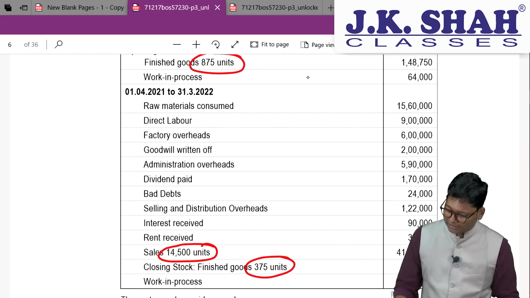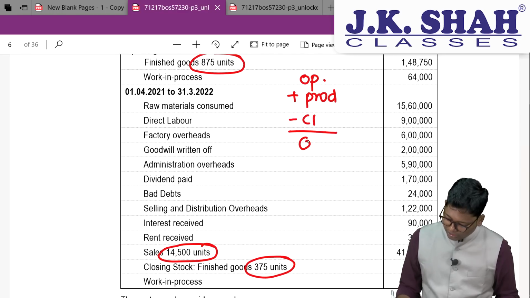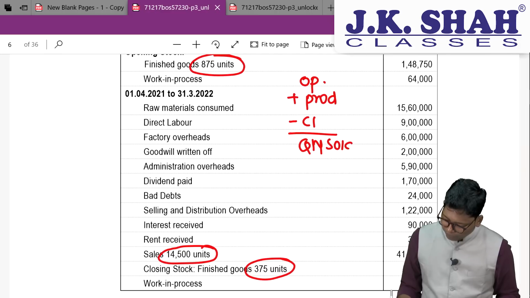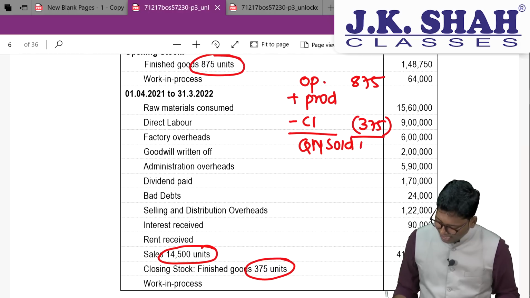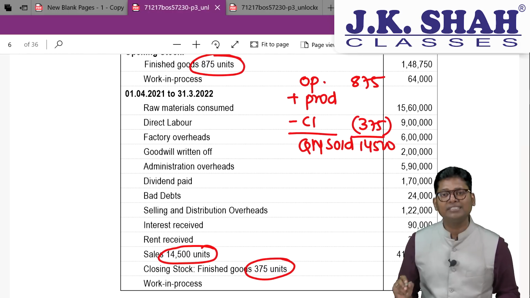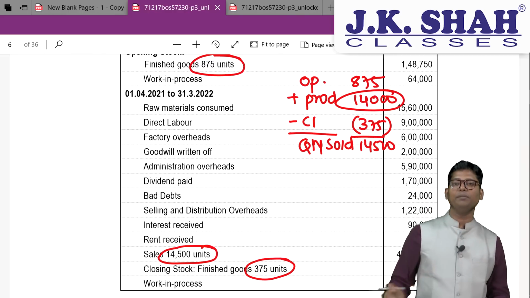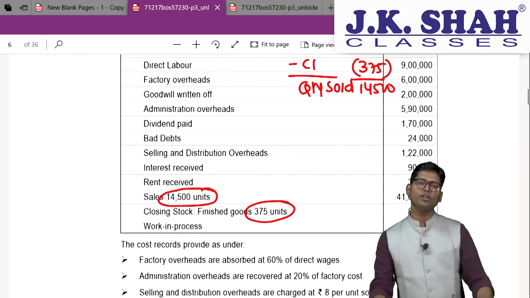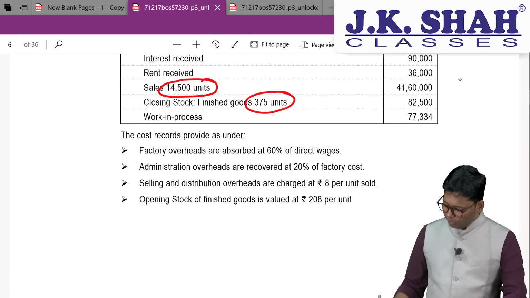See, opening stock is given. To opening stock, we add quantity produced, then we deduct closing stock. This gives us quantity sold. Out of these 4 elements, 875 opening stock is given, 375 closing stock is given, and 14,500 sales units are given. So production quantity can be computed, which will be 14,000 units. So production quantity is available. Something related to the cost record is also given in the question.